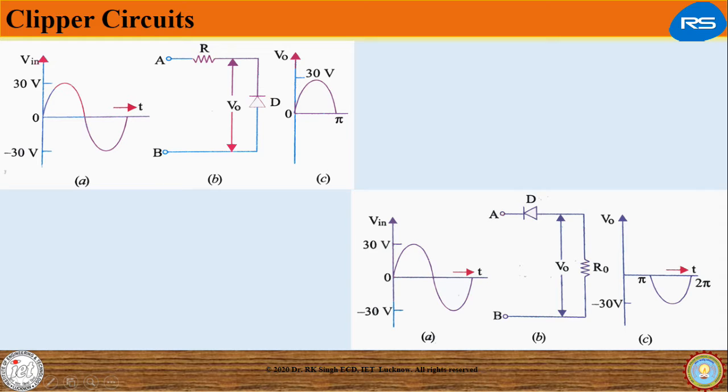A clipping circuit requires a minimum of two components, that is, a diode and a resistor. Often a DC battery is also used to fix the clipping level. The input waveform can be clipped at different levels by simply changing the battery voltage and by interchanging the position of various elements.